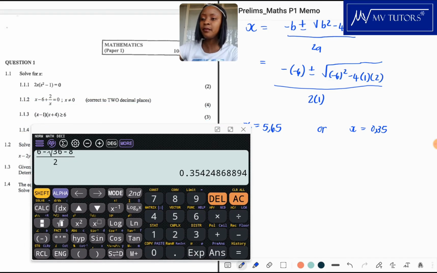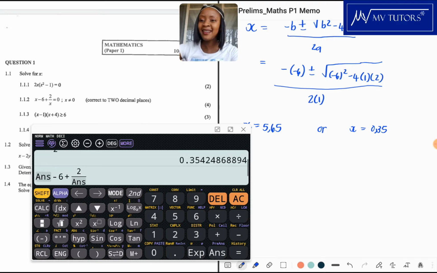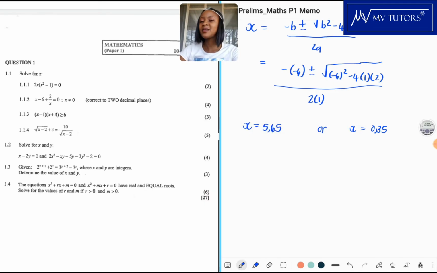We're going to check whether this answer also works. So we will then say answer minus 6 plus 2 over answer. Okay, but this is significantly small. It is negligible, so I would say the answer works. If you're getting 17,7 to the power negative 16, it's a very minute number, so I will let it slide in this case. So we have our two answers there.